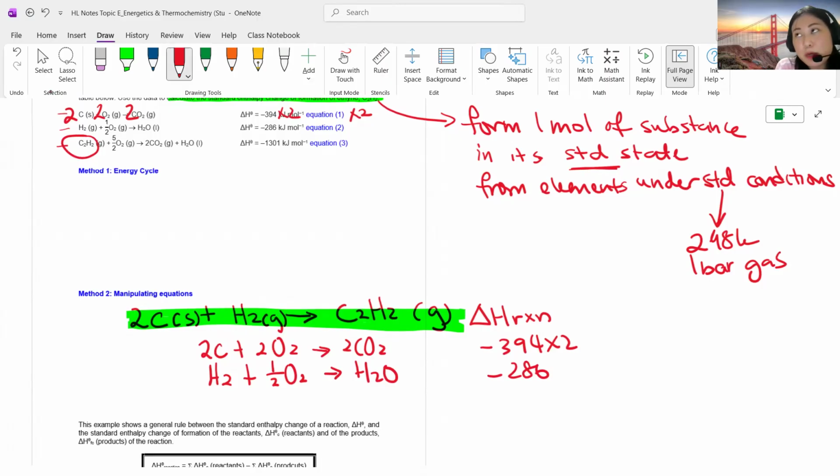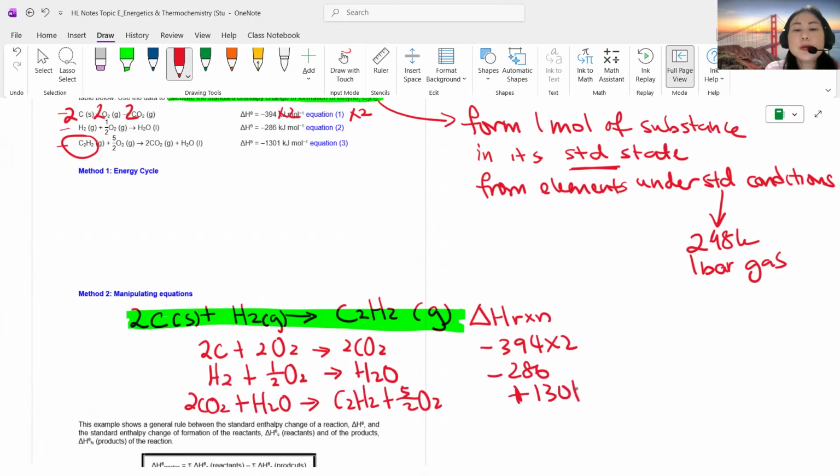So I need to flip equation 3 because I cannot change the one in green. So I flip the equation 3. So it will be 2CO2 plus water arrow C2H2 plus 5 over 2 O2. So as I flip the equation, I must flip the sign. So it's 1 more C2H2, now on the correct side.